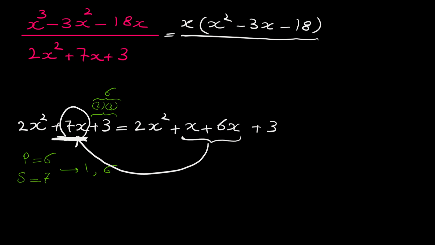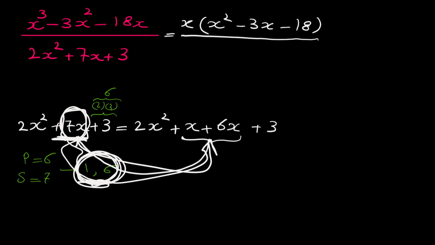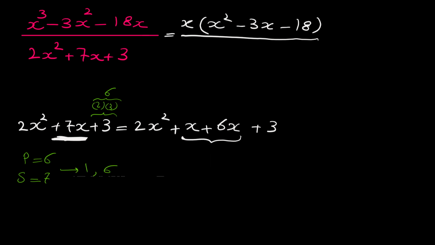So we write this middle term in the form of these numbers, 1x plus 6x. But what is the reason behind that? Why do we write 7x in the form of x plus 6x? The reason is that by doing this, now if we consider these two as a group and these two as a group, we have some common factor between these two.